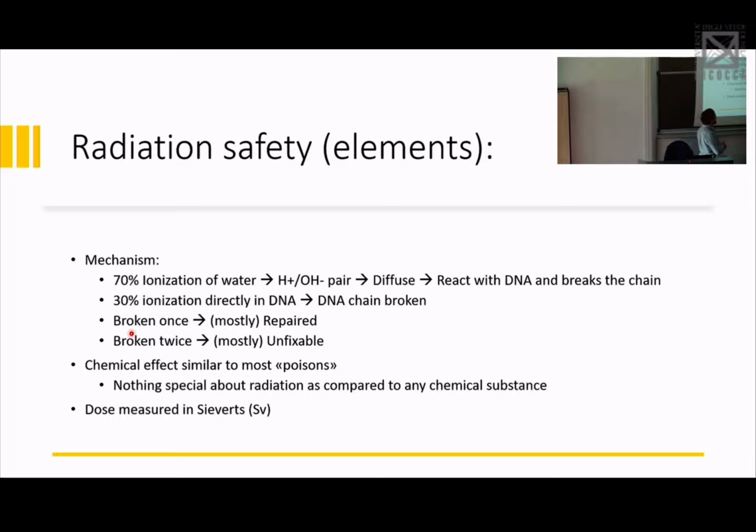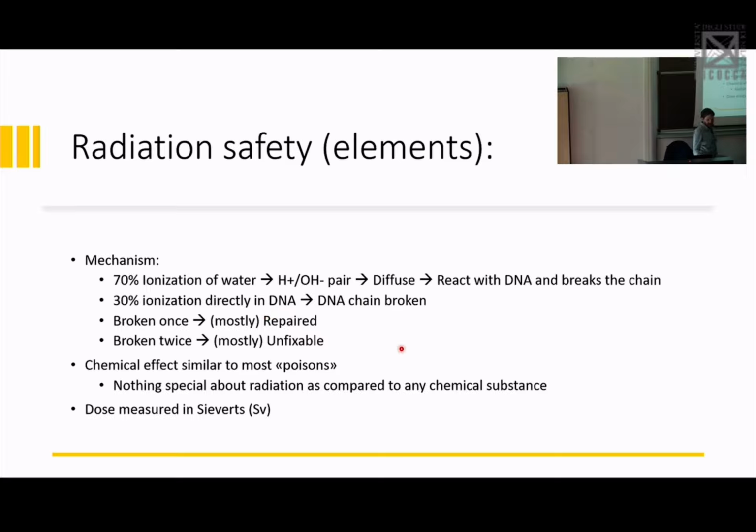The mechanism by which radiation does harm in the body is not really some nuclear interaction of weird stuff. It's ionization of water. It creates some free radicals which diffuse, and then they react with the DNA and break the DNA chain of the cell. Actually, like most other kinds of dangerous substances or venoms or poisons.